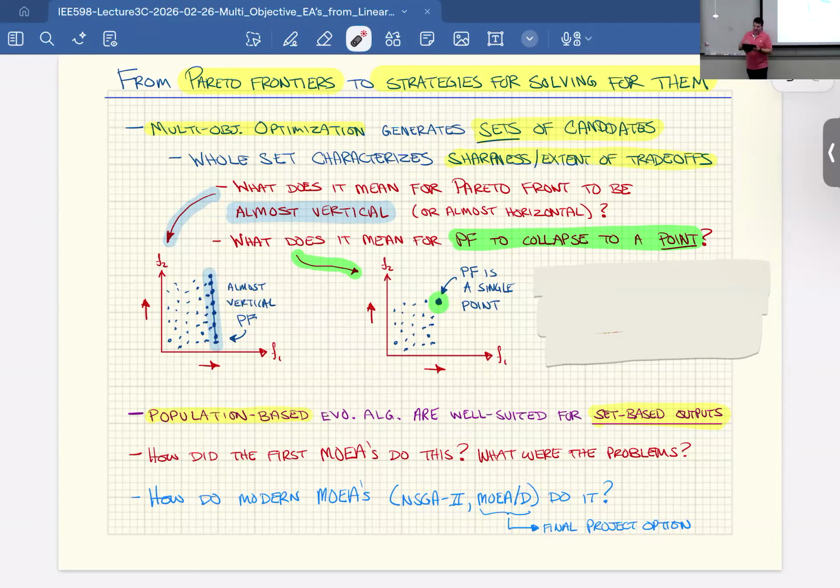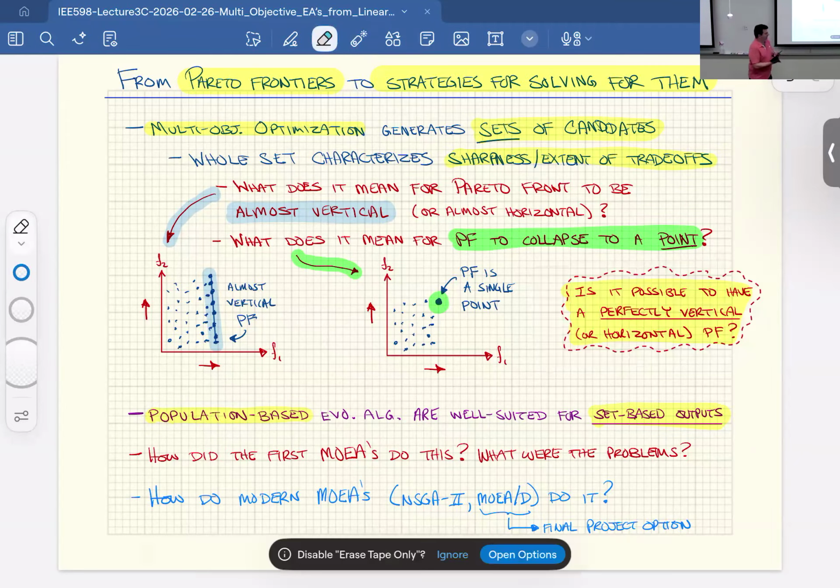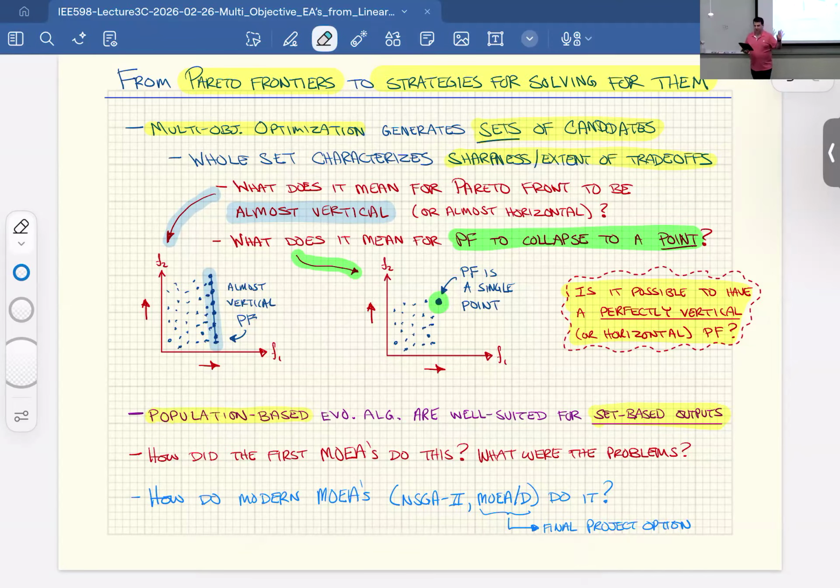Now, with that in mind, then I could ask the question, maybe a good exam question: is it possible in a two-dimensional Pareto context here to have a perfectly vertical, not almost vertical, but perfectly vertical or perfectly horizontal Pareto frontier? What do you think? Or why is the answer no? Why would we expect to never have a perfectly vertical Pareto frontier? See anybody else I haven't heard from?